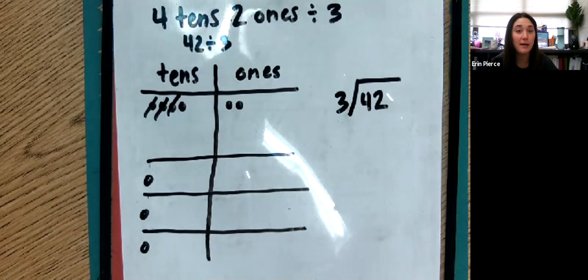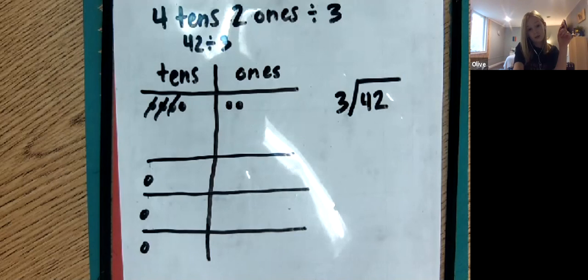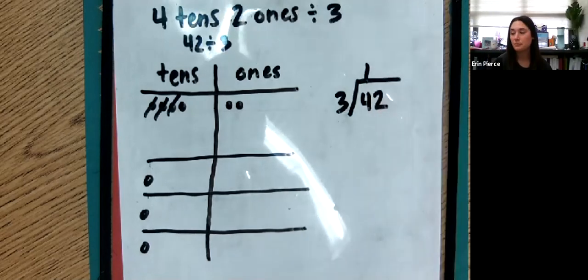Can I keep dividing in my tens? No, I see some hand shaking. So 4 divided by 3 is what number? I'm looking at what I've divided out. Olive? 1. I write 1 right there.